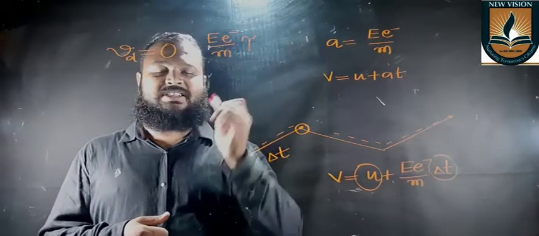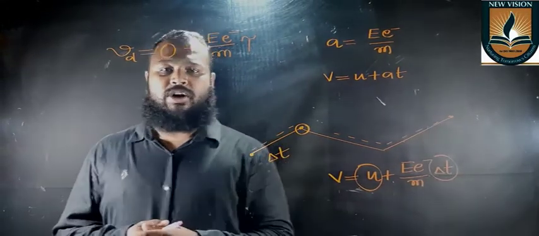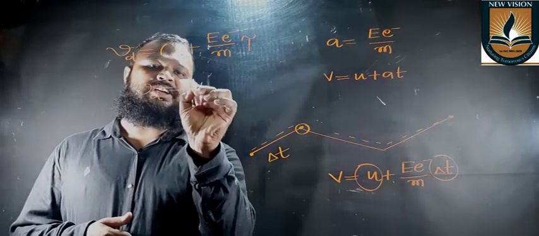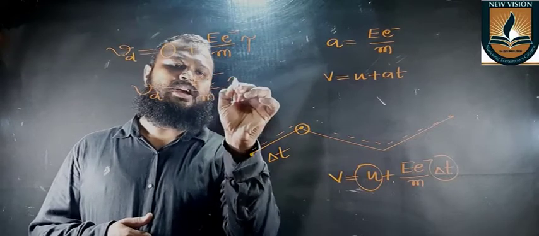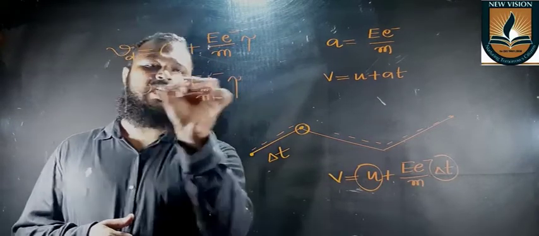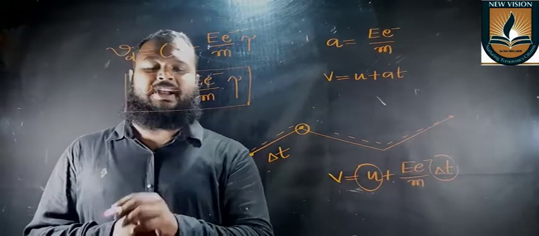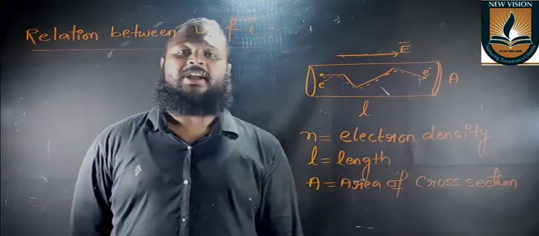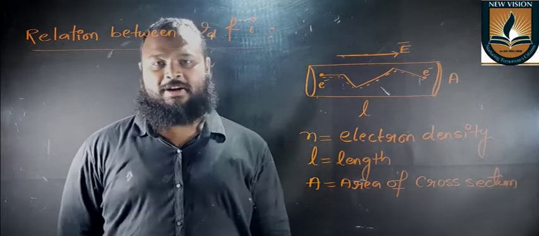So tau, the relaxation time, is the time taken between any two collisions, and hence we come across the equation Vd = eE/m × tau. This is a very important equation. The drift speed depends on the relaxation time tau. Let's see the relation between drift velocity and electric current in a conductor.